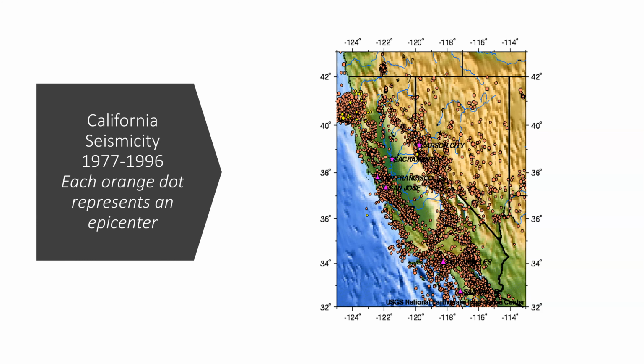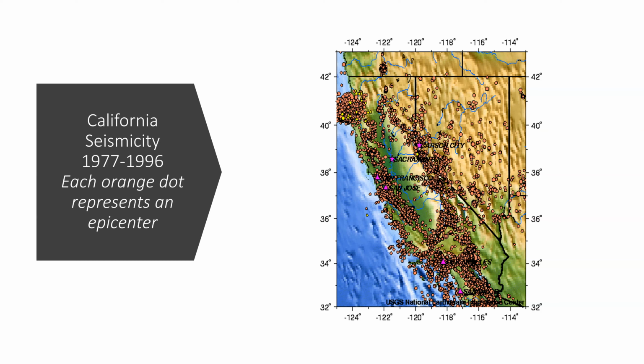But in California, we see a lot of seismicity. So each of these orange dots is seismicity along a particular fault. So each of them is its own epicenter, and there are a lot of them, as you can see. This up here towards the north is where we see the triple junction between the North American plate, Pacific plate, and the Juan de Fuca plate. And then all of this seismicity is only between 1977 and 1996.